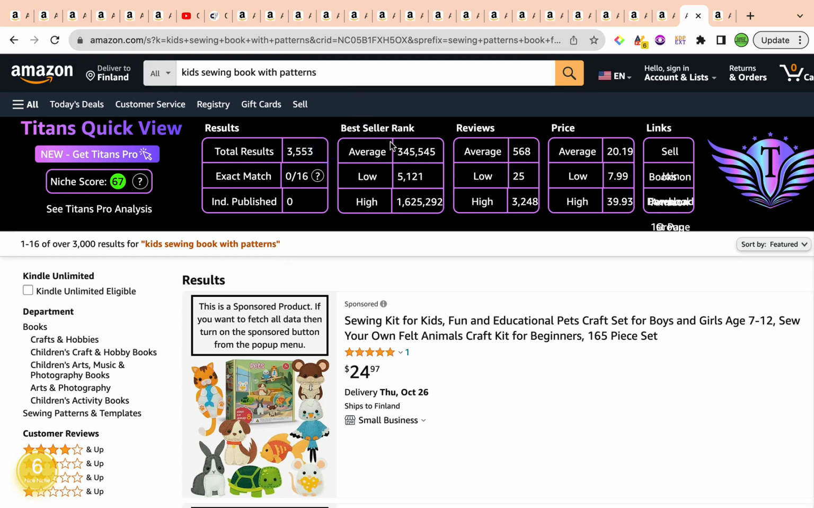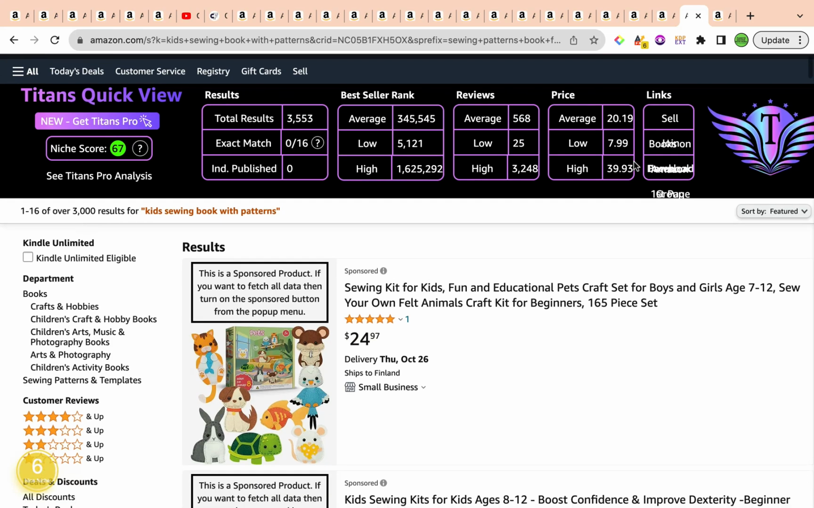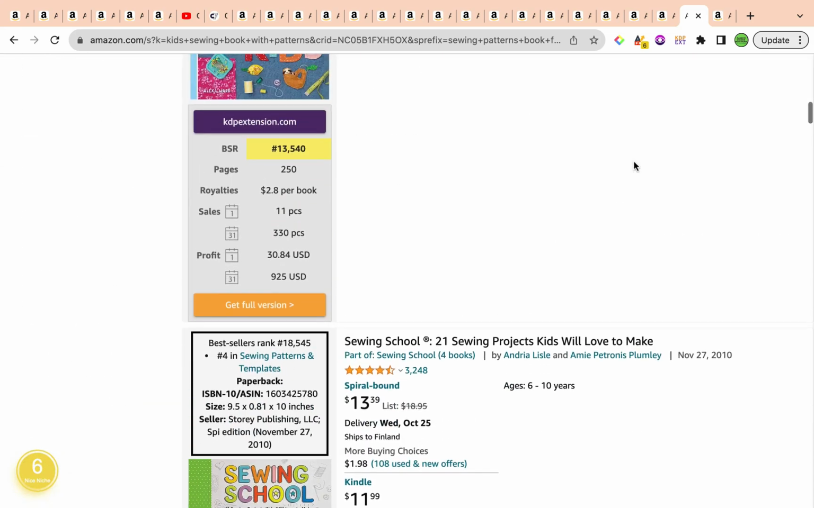The average bestseller rank is between that 300,000, which is good to see, and is currently averaging 345,545. We've got the average reviews of 568 and the average price of $20.19. So this is a wonderful keyword.